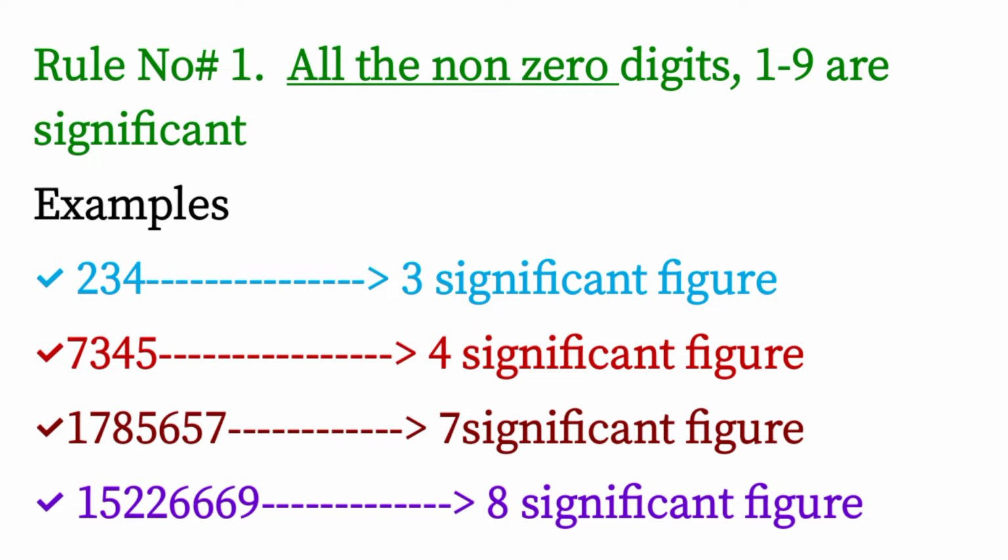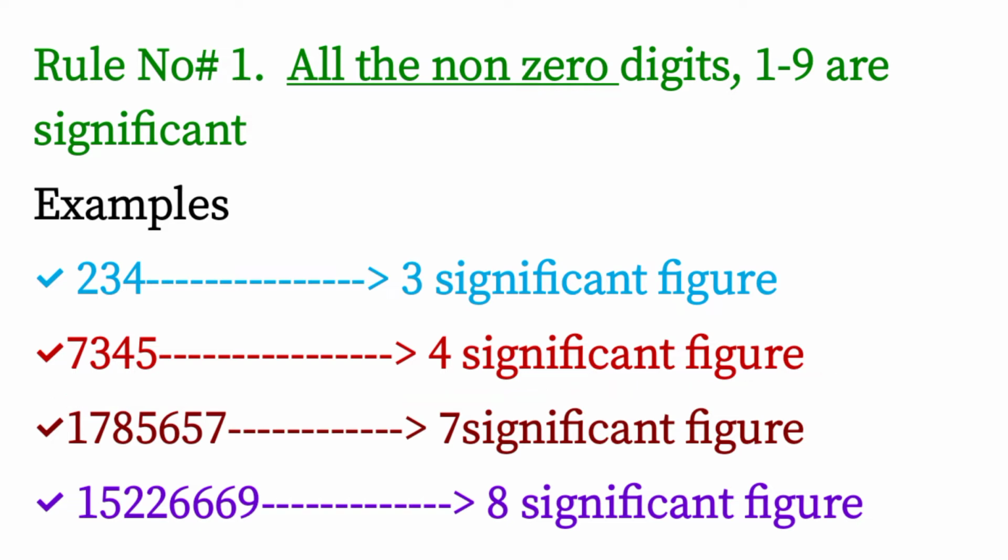Example, the question says, how many significant figures do we have in this number? Which is 2, 3, 4. So we've got 3 significant figures because these numbers are non-zeros. Example number 2, 7, 3, 4, 5. We have got 1, 2, 3, 4. That is 4 significant figures.